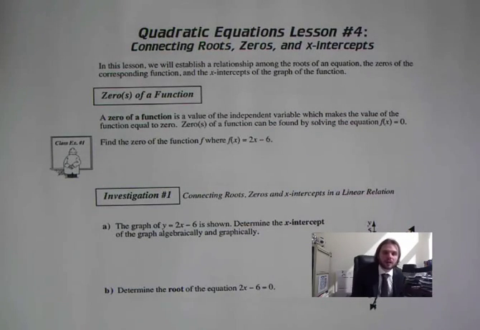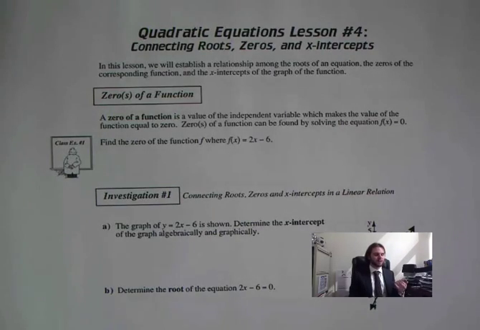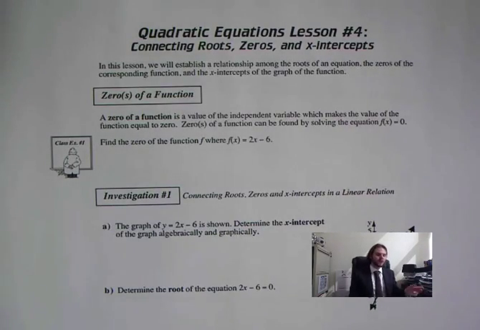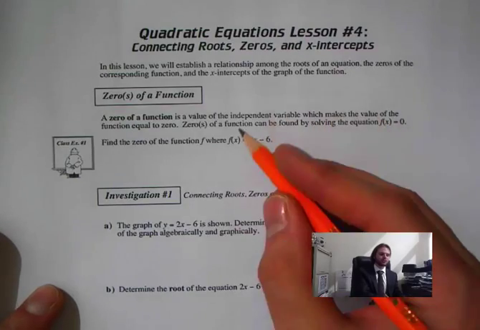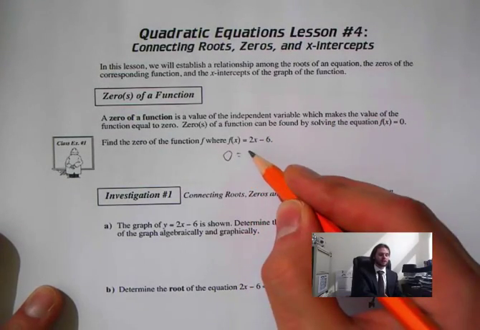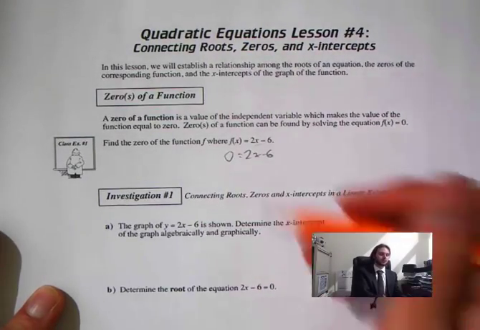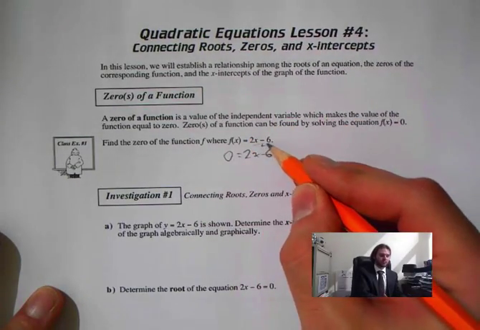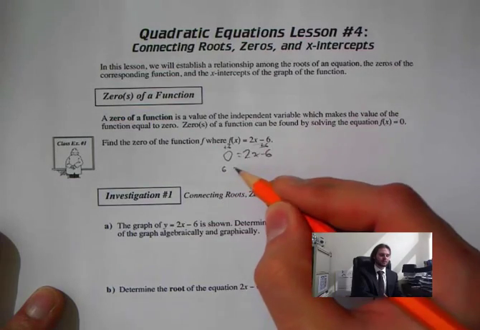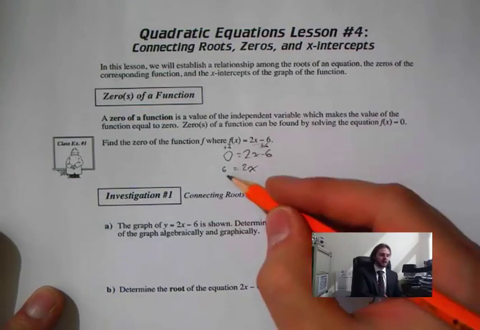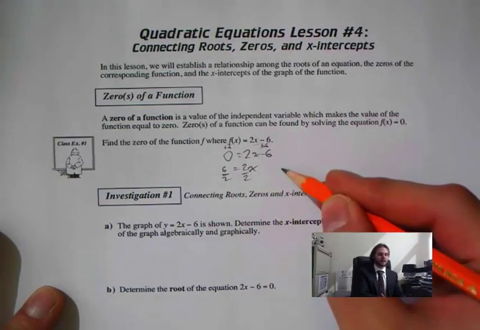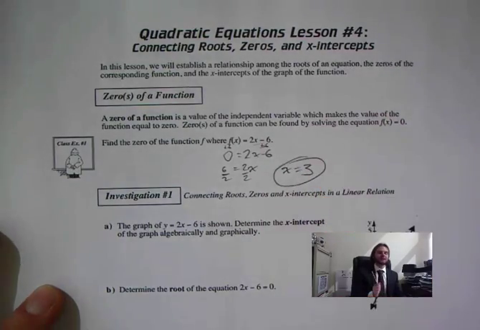So let's get started. Now the zero of a function is kind of exactly what it means. The function is equal to 0, zero of a function. So we make the function equal to 0. So 0 is equal to 2x minus 6, and then we solve for x. I'm just going to add 6 to both sides. So I get 6 is equal to 2x. Then we divide both by 2, x is equal to 3. That is essentially all that solving the function is.